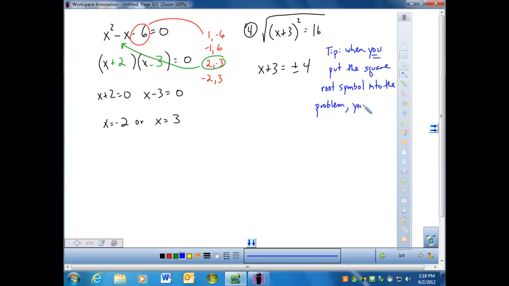Very common mistake to forget to do that. So make sure you remind yourself, when I introduce the square root symbol myself, it's always going to come with a plus or minus on the opposite side.